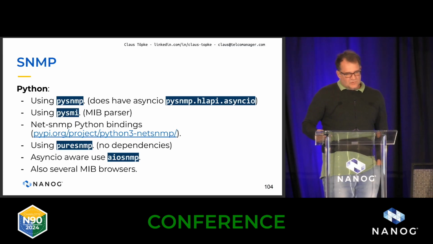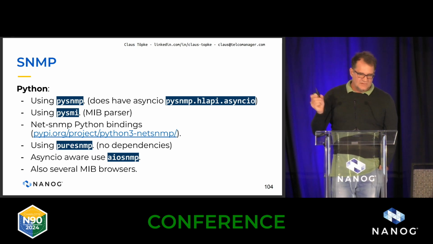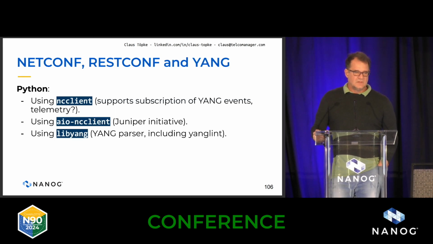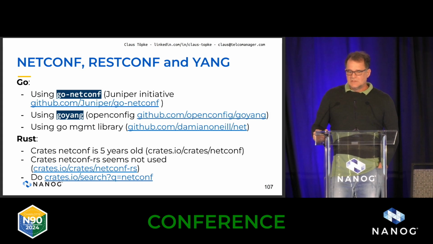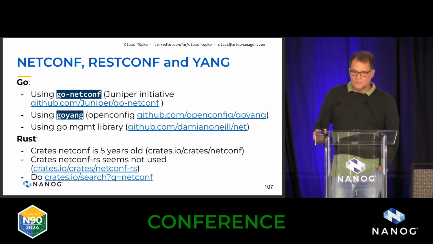SNMP, if you still have to collect something using SNMP, Python has all the libraries. You have MIB parsers and everything you want, including asyncio SNMP modules, which makes you much faster running concurrently. Go does have as well, and Rust also has, but it's a smaller footprint compared to Python. NETCONF, RESTCONF, and YANG: Python has, Go has, and Rust also has. So you can use either language to work with those protocols and standards.